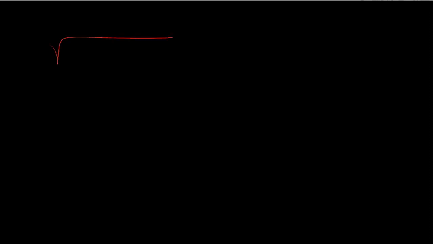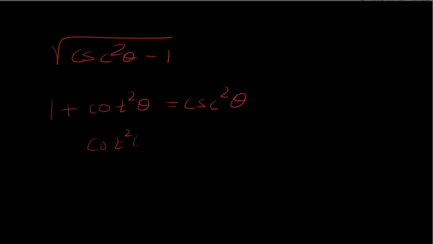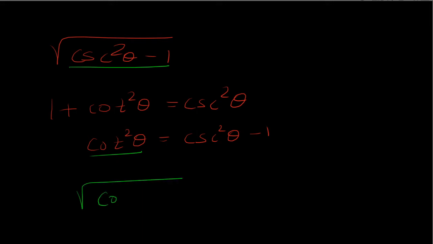Let's look at the square root of cosecant squared minus 1. So we know that 1 plus cotangent squared is cosecant squared. So if I subtract 1 from both sides, I get that cotangent squared is cosecant squared minus 1. And now I'm going to replace cosecant squared minus 1 with cotangent squared. So that's going to be the square root of cotangent squared. And that's the absolute value of cotangent.